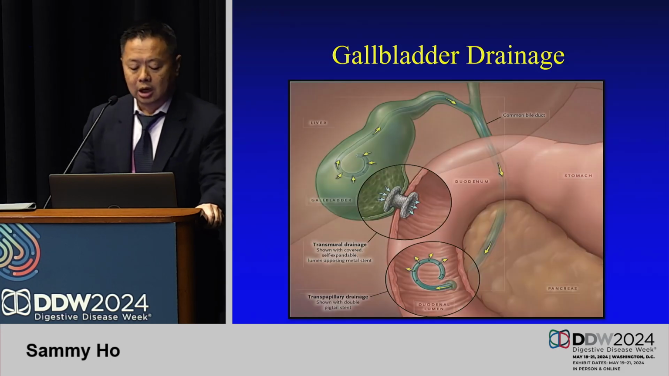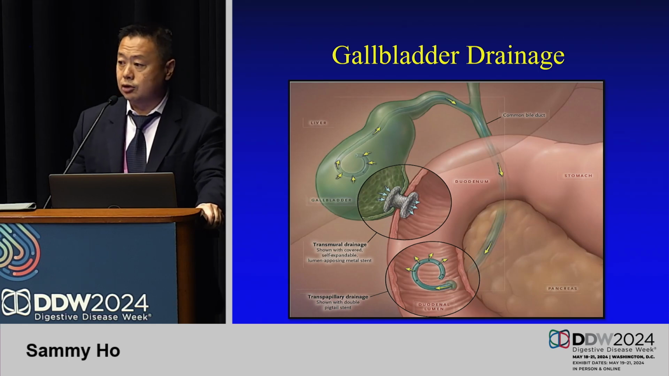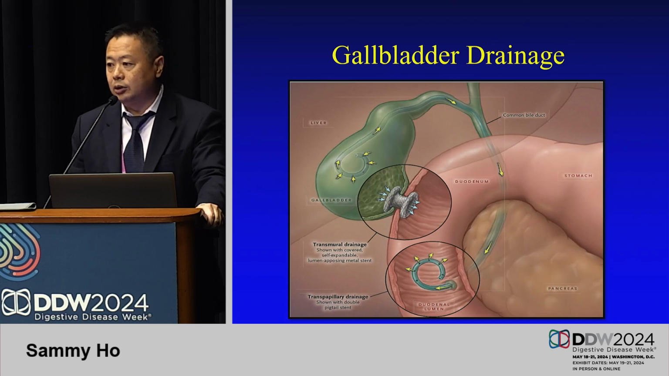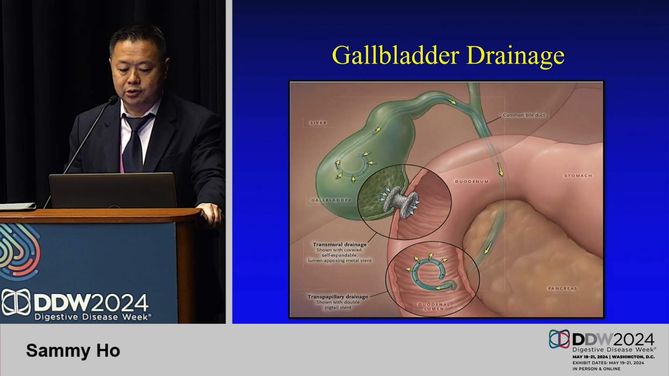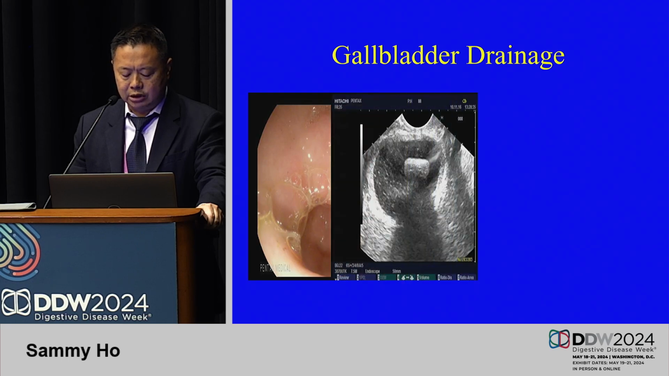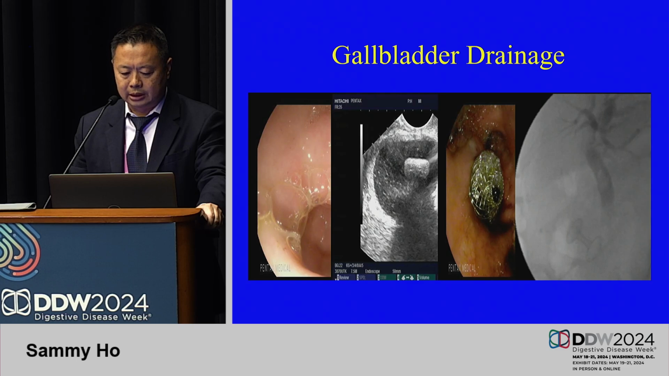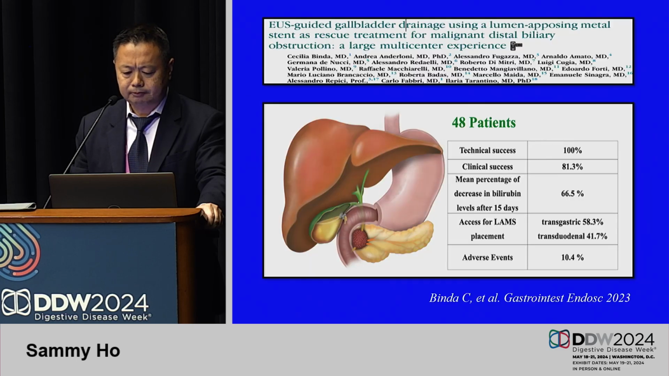Gallbladder drainage. We usually also use this type of stent to drain the gallbladder. Usually I get called by the surgeons: the 90-year-old patient, cholecystitis in the ER, not a good surgical candidate. Can you drain the gallbladder? And my answer is always yes. This is the endoscopy in the stomach. EUS, you see the gallbladder here. And you can place this lumen opposing metal stent draining the gallbladder into the stomach.